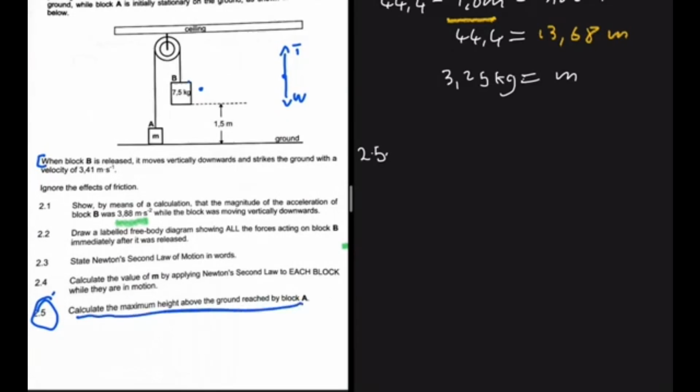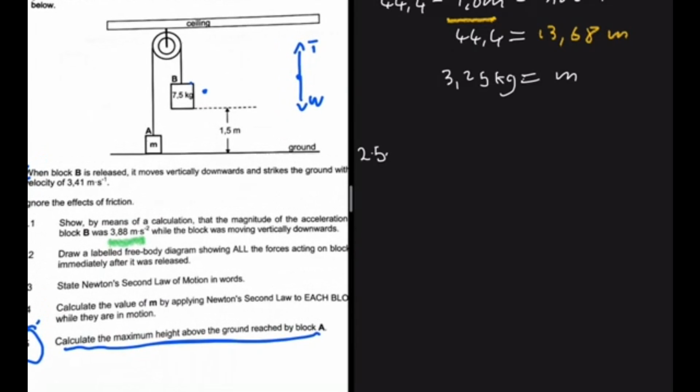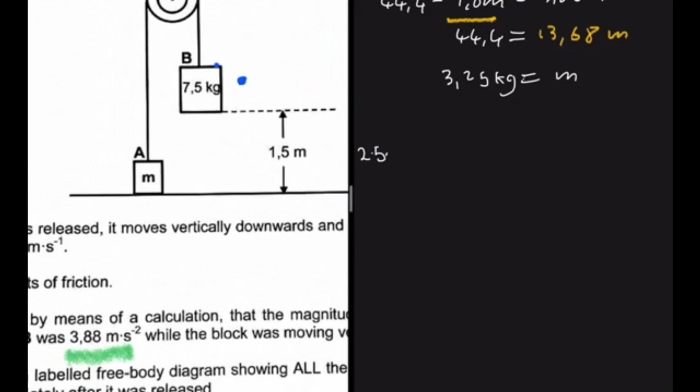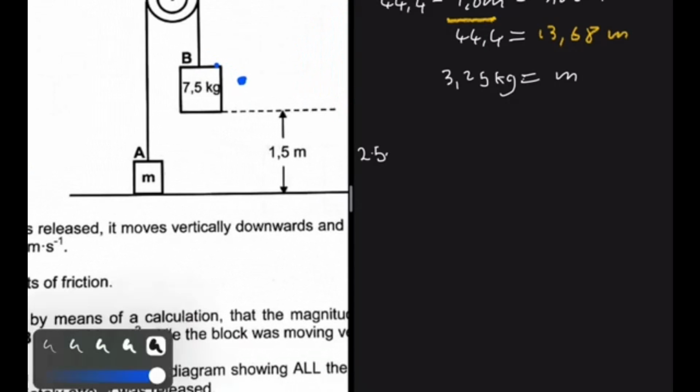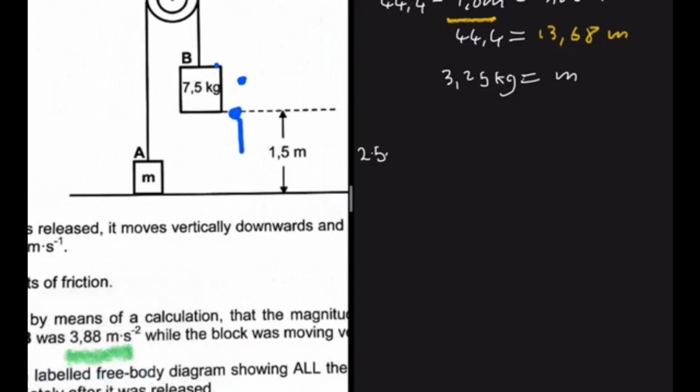So initially I was thinking, why does this question have 5 marks? It should have 1, because from this point here to the ground it's 1.5, and while B is moving from that height to the ground, A will move from the ground to that height, which is 1.5. So the maximum height for A should be 1.5. Why does it have 5 marks?